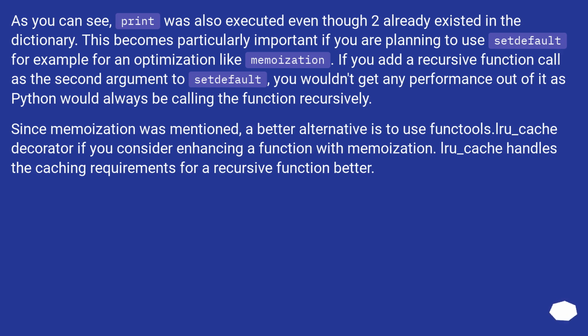Since memoization was mentioned, a better alternative is to use the functools.lru_cache decorator if you consider enhancing a function with memoization. lru_cache handles the caching requirements for a recursive function better.